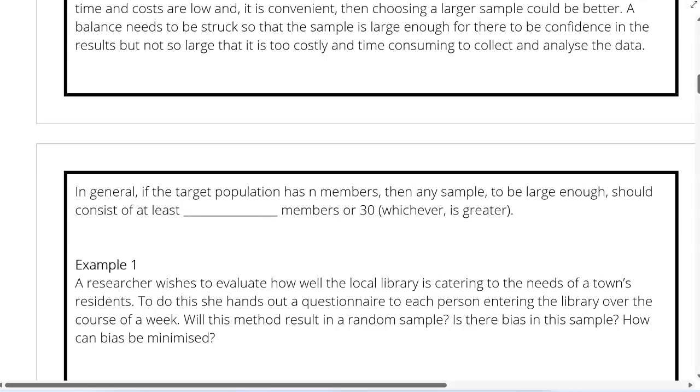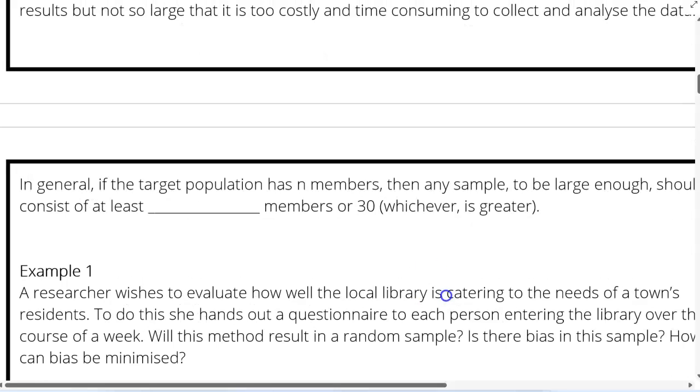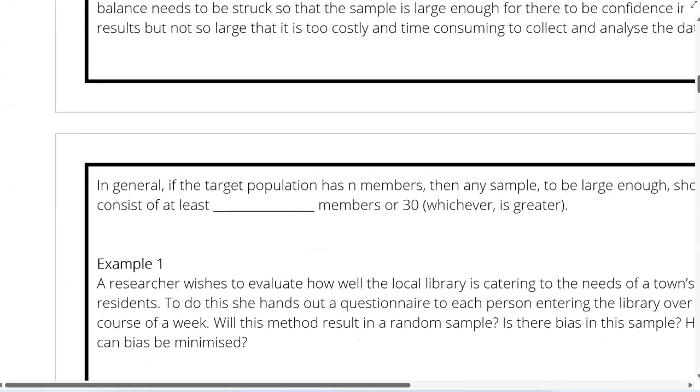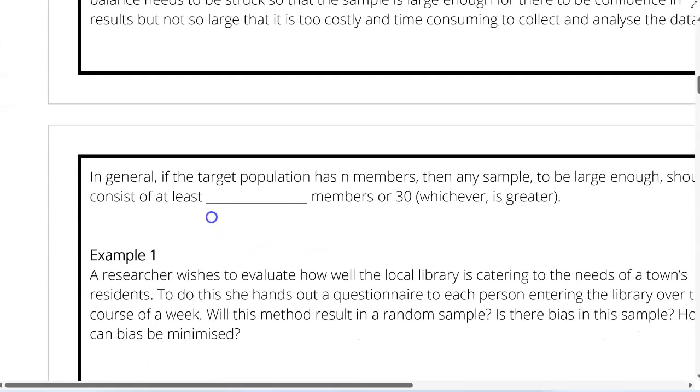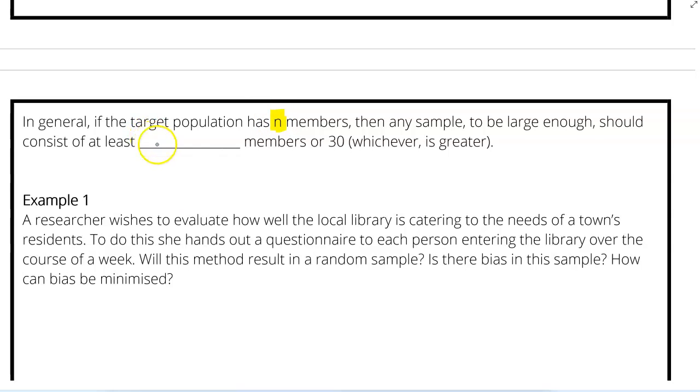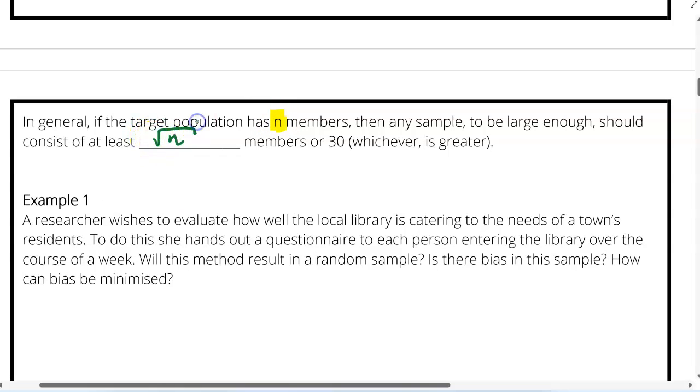In general, there is a formal rule. It's probably a bit beyond this course, but I thought I'd put it in there because it is something that we do teach. If you've got N members, however many that might be, then we want at least the square root of N members, or 30, whichever is greater.